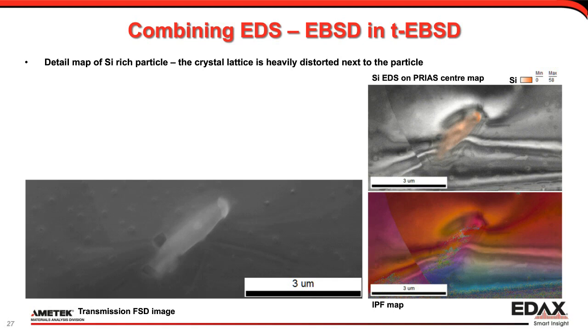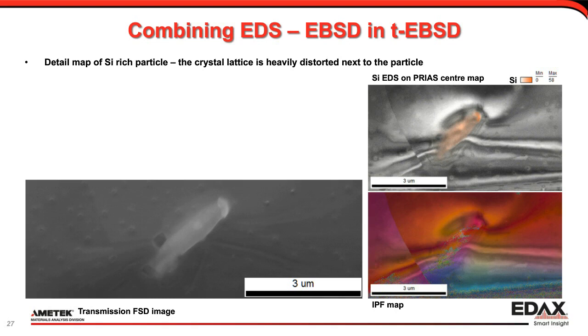which is superimposed on a PRIAS image showing beautiful orientation contrast. This image is generated by collecting the intensity of the electron signal in the middle of the EBSD phosphor screen at each pixel. However, there is no orientation change visible when you go into the particle when you look at the IPF map on the lower right.